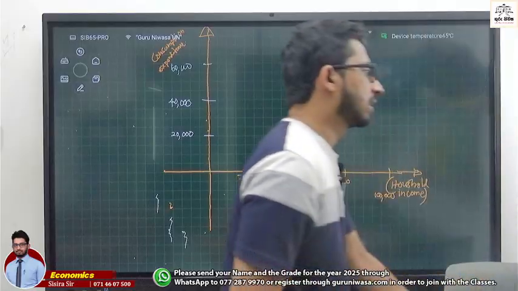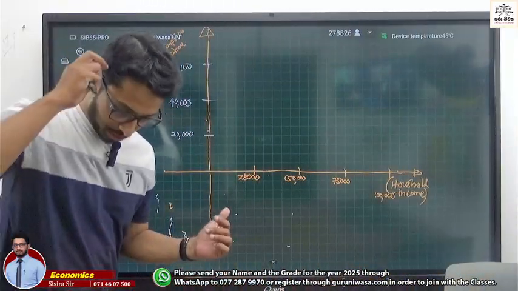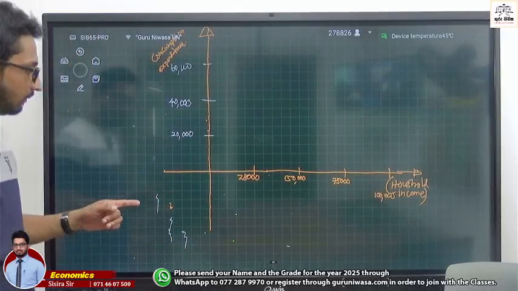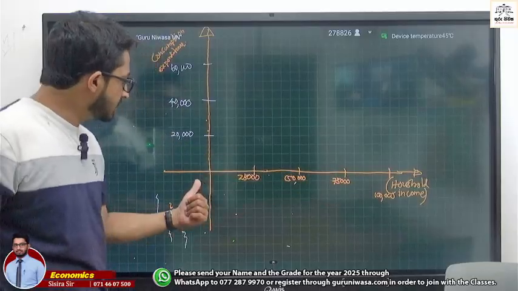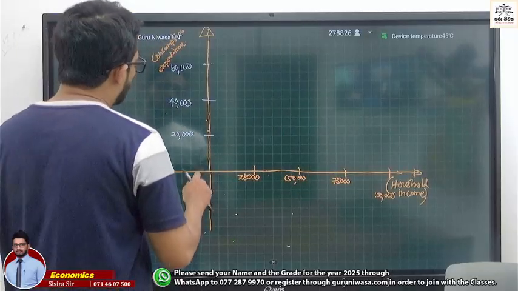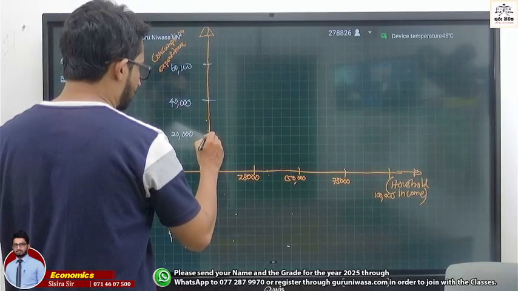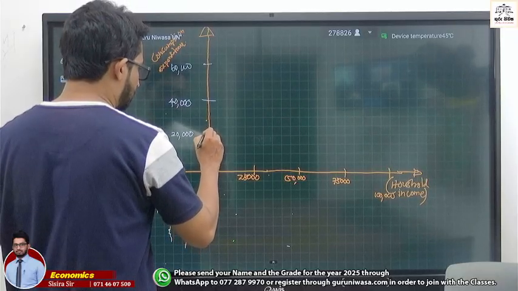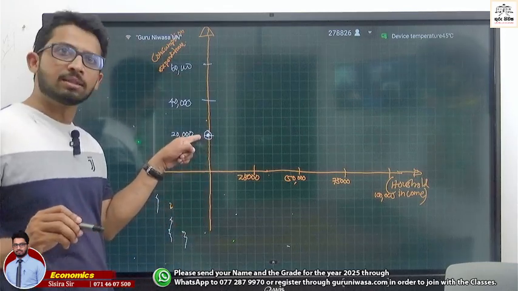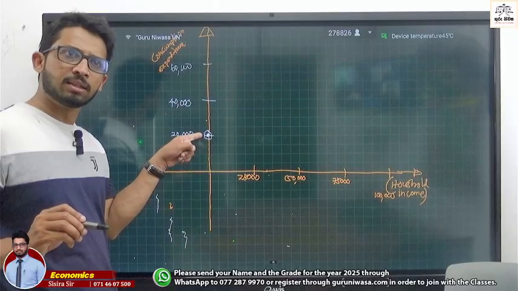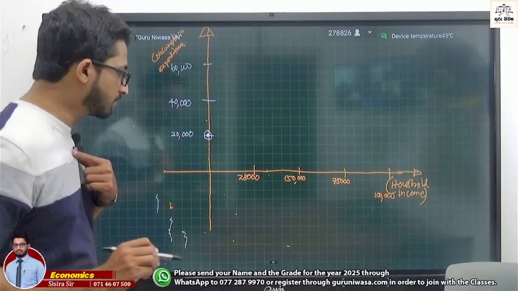Right, now you can mark the points, lamai. When income is 0, where is the point? When income is 0, household consumption is 20,000. This is the point, isn't it? Next one.